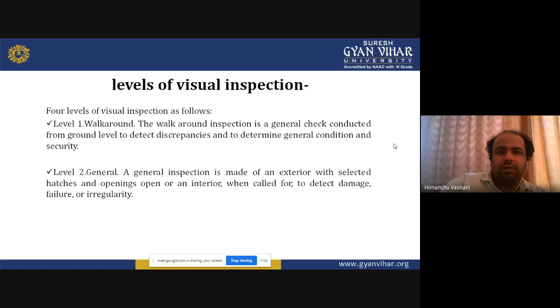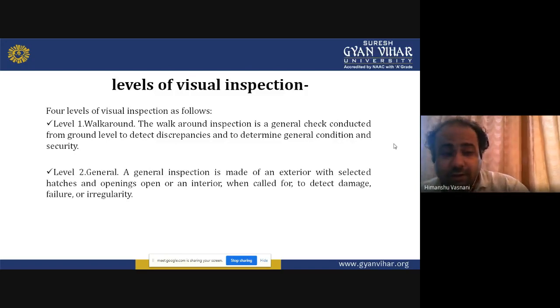Now, levels of visual inspection, these are quite simple levels of inspection. The first level is the walk around. You give a general round for checking, to be conducted from ground level, to detect discrepancies and detect general condition and security. This is a simple walk around type of visual inspection.